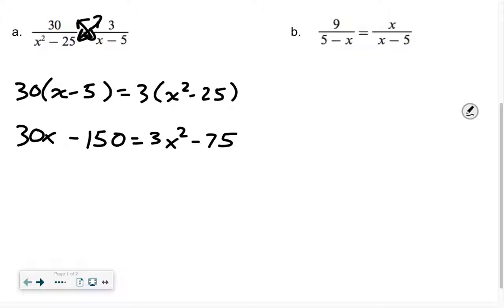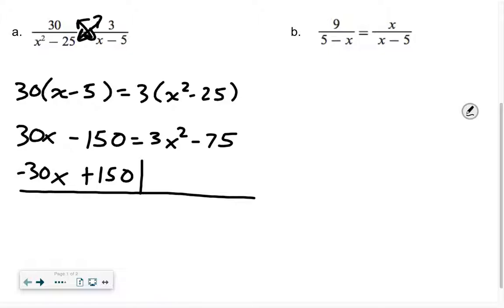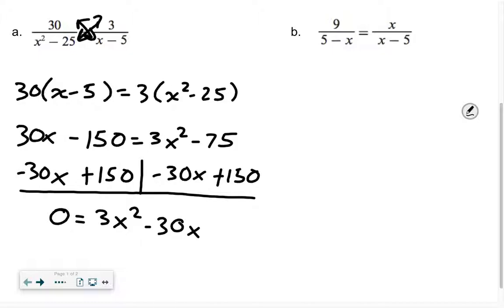At this point, I think we all know that we're working with a quadratic, so we can't simply solve for x, but instead we'll have to get it set equal to 0. I'm going to subtract 30x and add 150 to both sides. And 150 and 75. There it is.